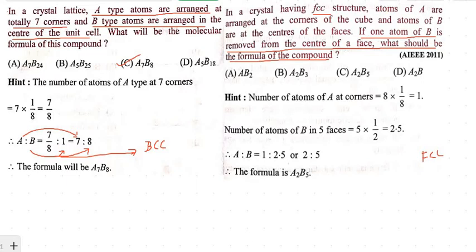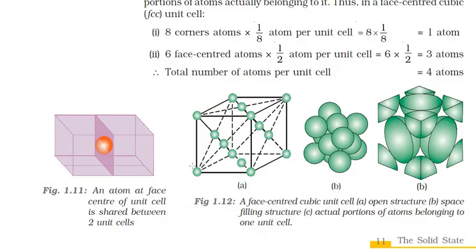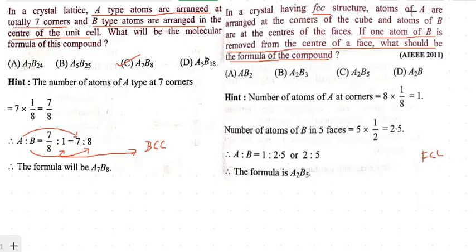Now looking at the FCC crystal, let me show you the FCC crystal. What you can find is 8 corners are occupied. 1, 2, 3, 4, the upper 4 corners, and the lower 4 corners, 5, 6, 7, 8, and 6 faces are there. Now read the question again. It says that A are arranged at the corners, that means 8 corners are fully occupied. So there should not be any question regarding how this has come. 8 corners are occupied.